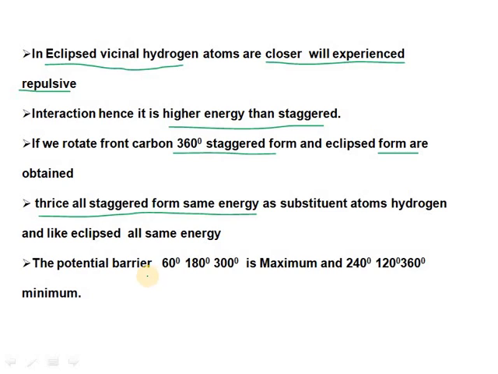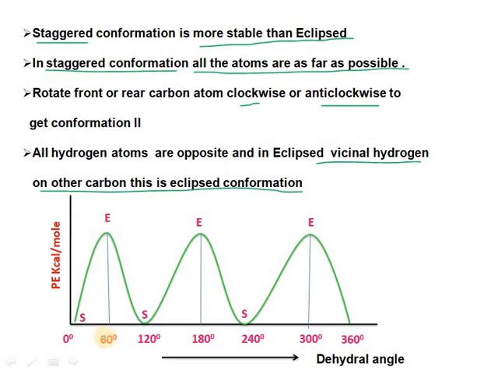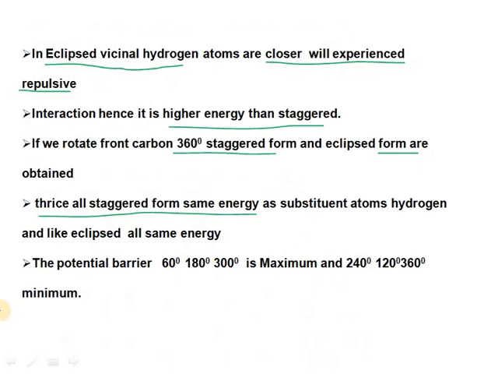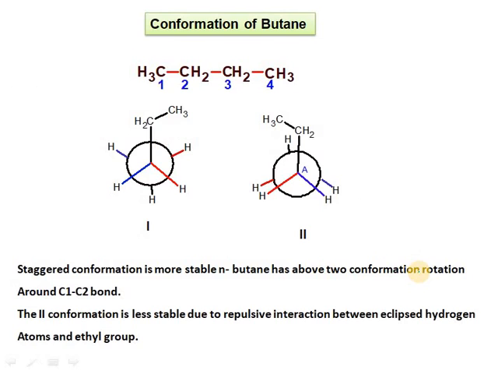The potential barrier: we observe in these diagrams that at 120 degrees, at 240 degrees and at 360 degrees, they show the potential barrier. At 60 degrees it is a maximum, while at 240, 120 and 360 they have minimum energy. Now we have discussed the conformation of butane.